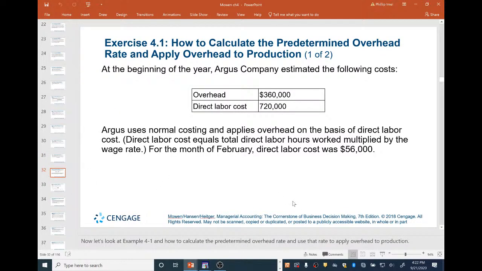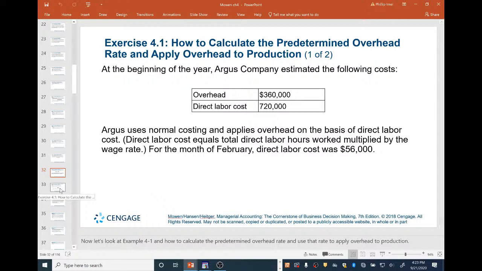Okay, let's do a little exercise real quick. So how to calculate the predetermined overhead rate and apply overhead to production. It says here, at the beginning of the year, Argus Company estimated the following costs. We have an estimated overhead of $360,000 and an estimated direct labor cost of $720,000. It says here that Argus uses normal costing and applies overhead on the basis of direct labor cost. Direct labor cost equals total direct labor hours worked multiplied by the wage rate. So we know that. For the month of February, direct labor cost was $56,000, okay?